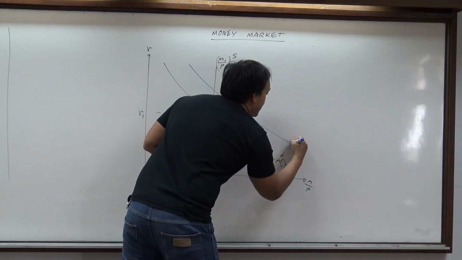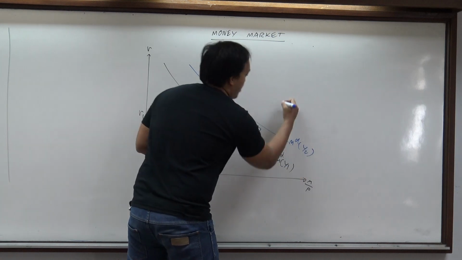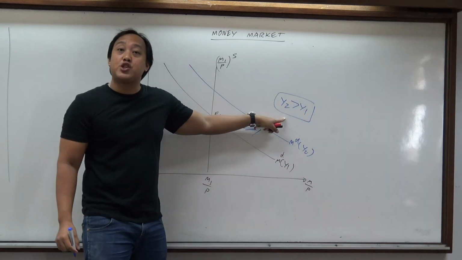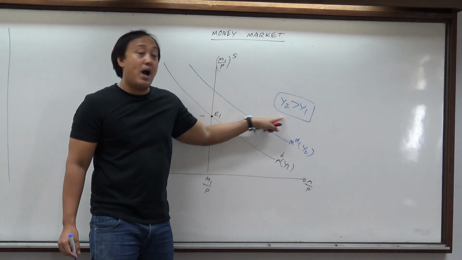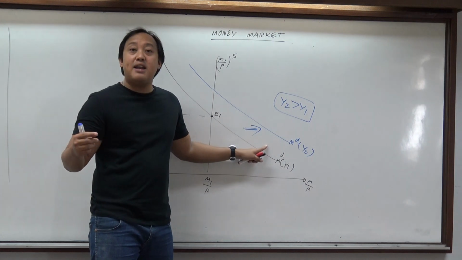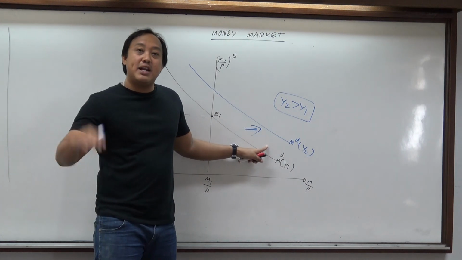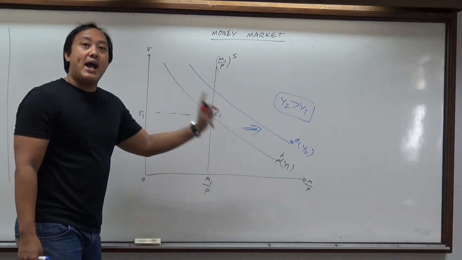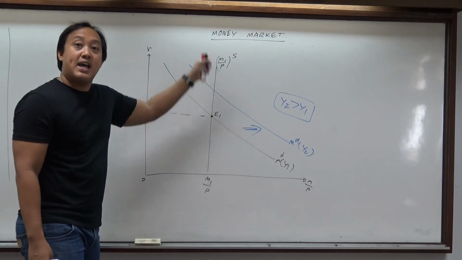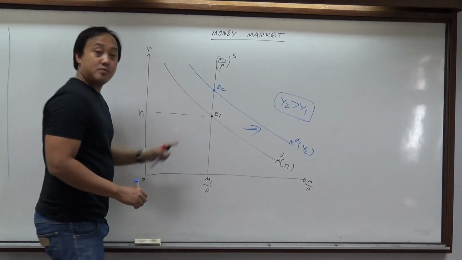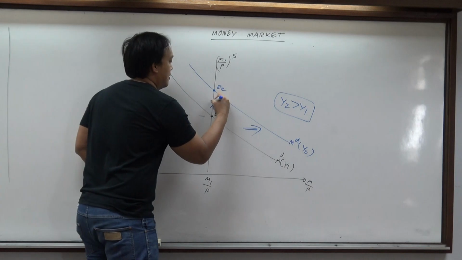Okay, this is MD of Y2. Y2 is higher than Y1. When the economy is good, GDP goes up, people have more income, then people want to hold more money in the pocket, so money demand shifts to the right. Since money demand shifts right but the real money supply is still the same, the equilibrium point moves from E1 to E2. Like this.